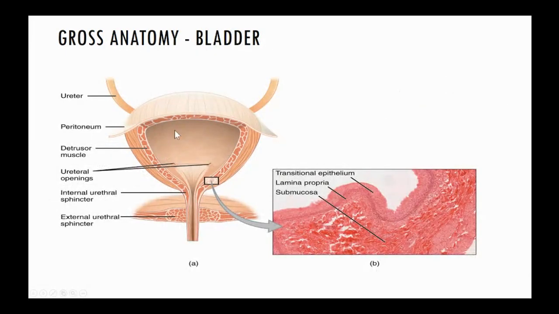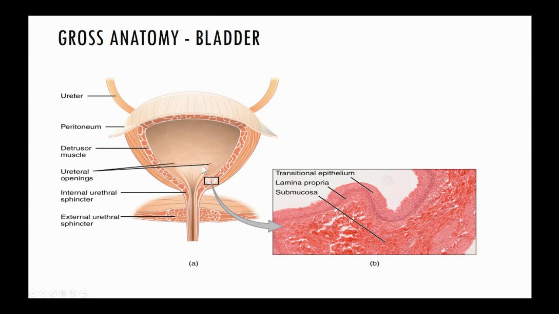So our bladders, here's an example of a bladder, and the urine comes down through the ureter into the bladder. And the bladder has different layers. So we have the peritoneum. Remember that the peritoneum is that covering over our tummy organs. So our abdominal cavity is covered over in the peritoneum. And so the bladder is outside of the peritoneum.